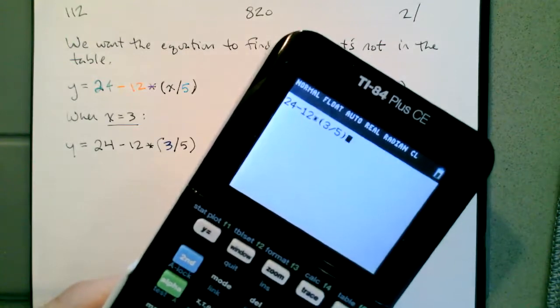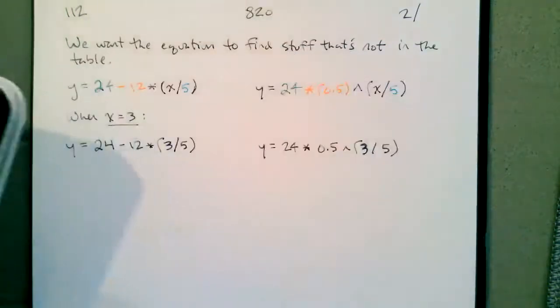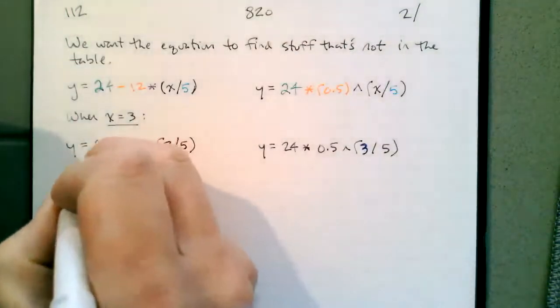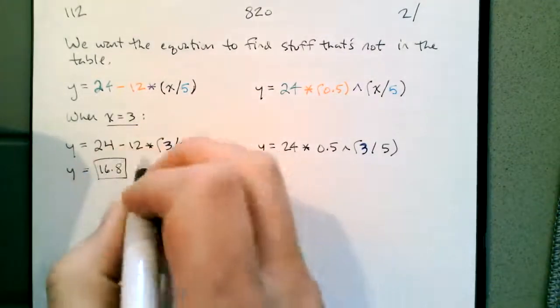So it's 24 minus 12 times 3/5. So what I'm doing is subtracting 12 3/5 of a time. And that'll be 16.8. So y equals 16.8 when x equals 3.